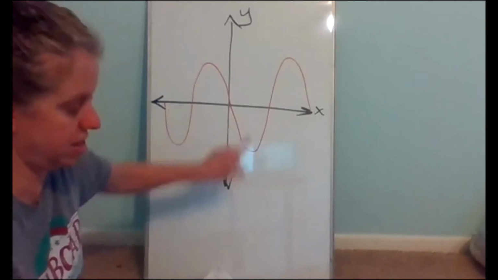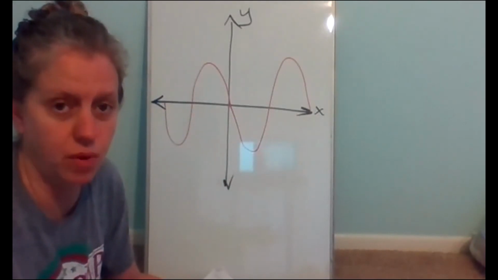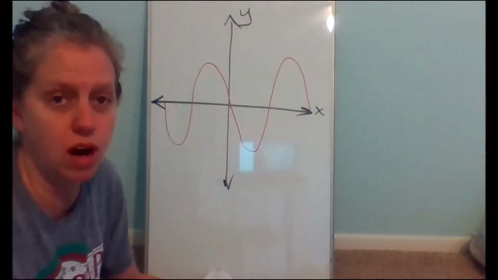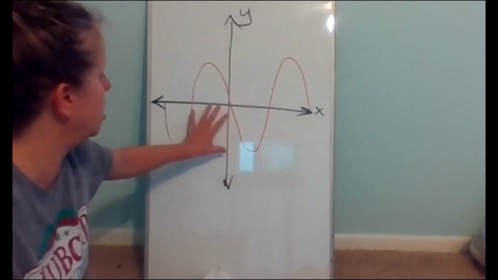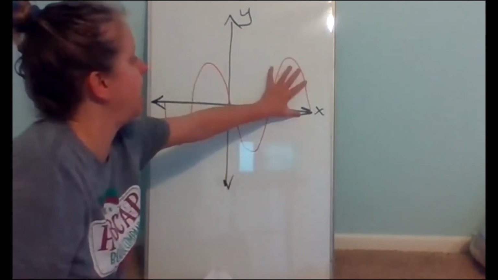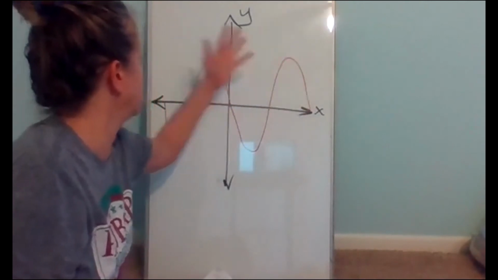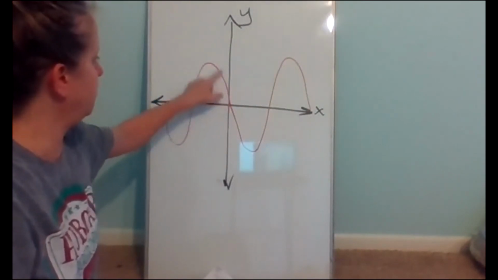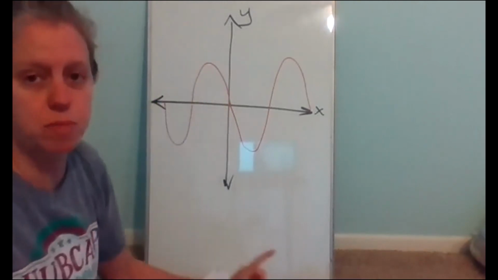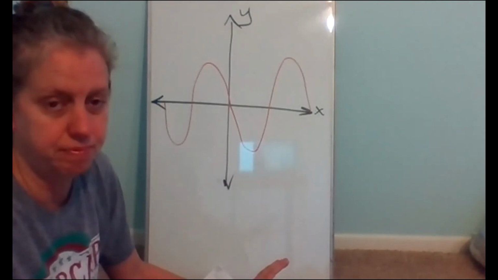Okay, so this one, again, this one's harder to see. It wants to know if it's even or odd. Even would be symmetrical with the y-axis. Well, if I folded it on the y, this is not going to lie on top of this, right? This would actually come all the way over here and not lie on top of this part of the graph. So it's not symmetrical with the y, which means it's not even.